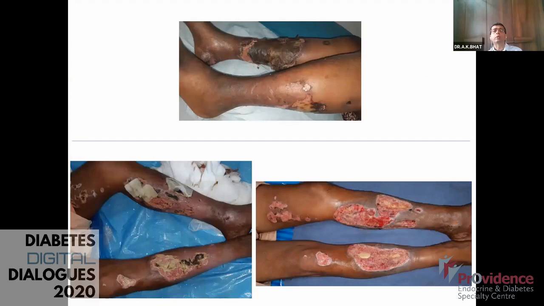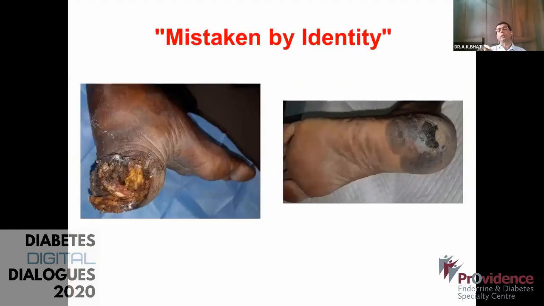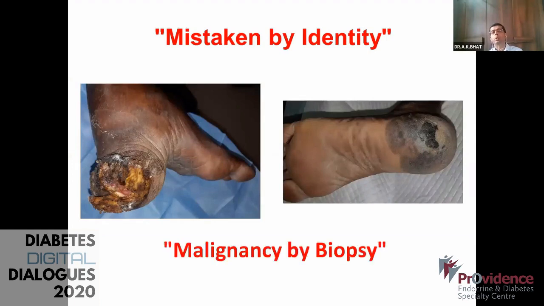for a skin graft. Now this is another case of mistaken identity where you see these ulcers not healing, and obviously they can go off as diabetic foot ulcers, but you should remember that malignancy can also be a possibility. So what is mistaken identity can be malignancy by biopsy.